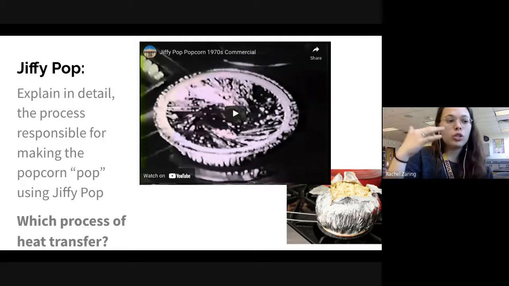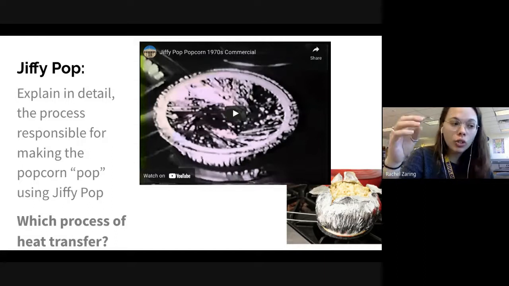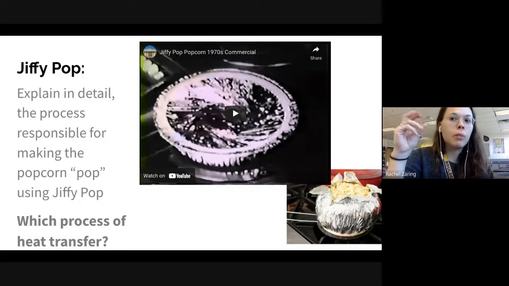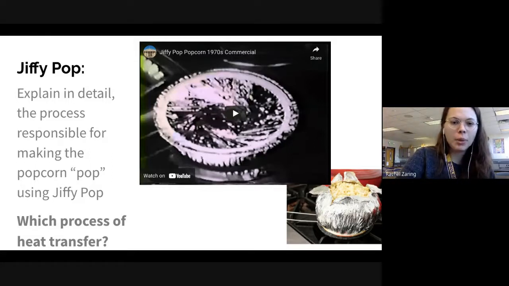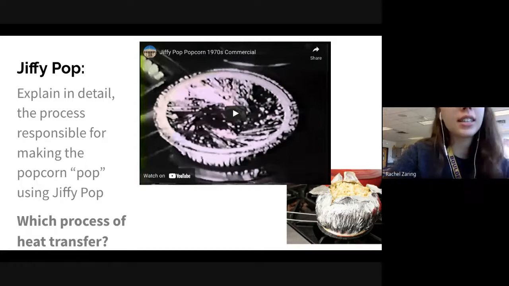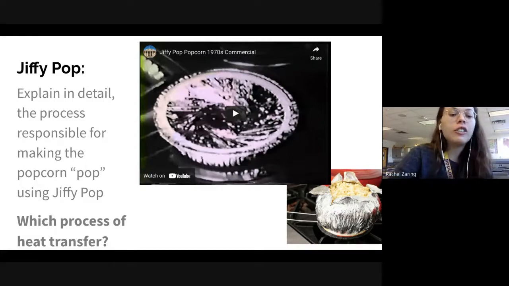So if you're talking about direct contact versus heat transfer, you're talking about the process of conduction. So there's a transfer of thermal energy through direct contact of the hot stove and then that metal Jiffy Pop container, which then transfers to the popcorn, and enough heat is what allows them to pop. So again, if you need to pause to explain in detail the process of conduction for making popcorn pop using Jiffy Pop.